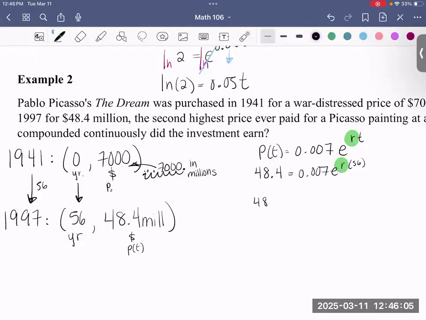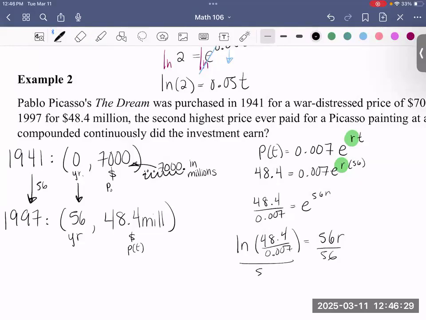So first thing to do is to divide, e to the 56r. Then we can take your natural log on both sides. So this part is very, very repetitive. The only new thing is that we are now giving it a different sort of context with a business mindset. So R is equal to ln of 48.4 over 0.007 divided by 56.